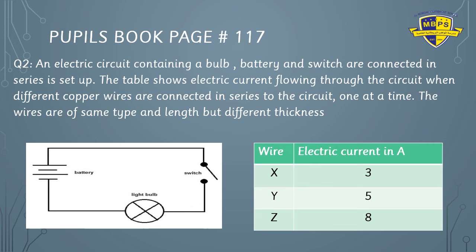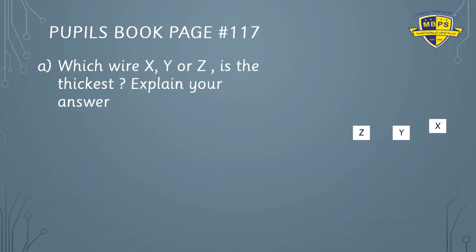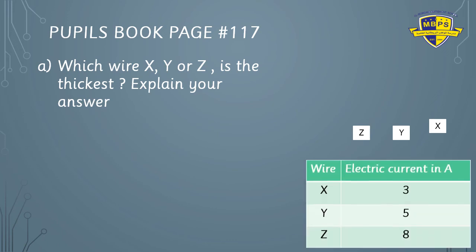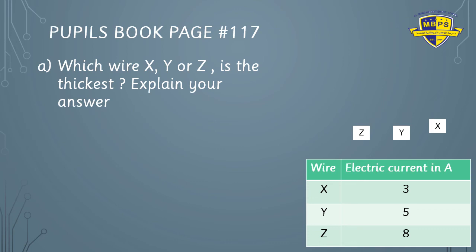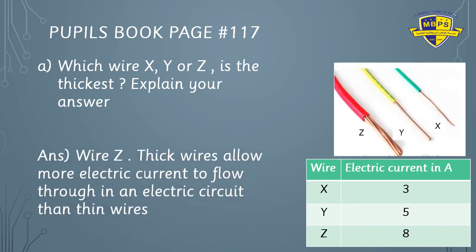Okay? Now looking at this, you have to tell me in question number 2a, which wire, X, Y or Z, is the thickest? Explain your answer. You can look into the table again. Wire X, Y and Z, electrical current in A, in amperes. We call it amperes as scientists. I'll show you the three wires.